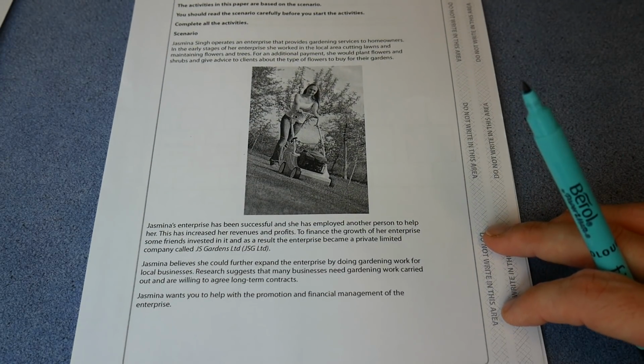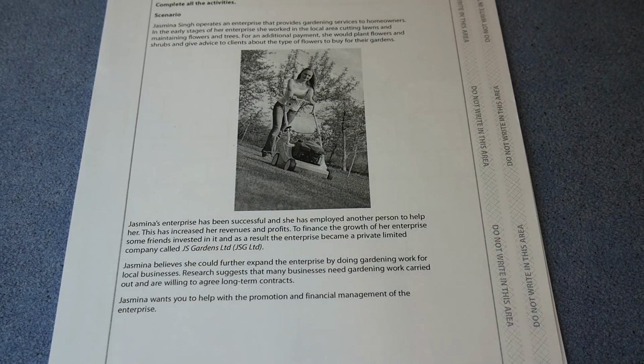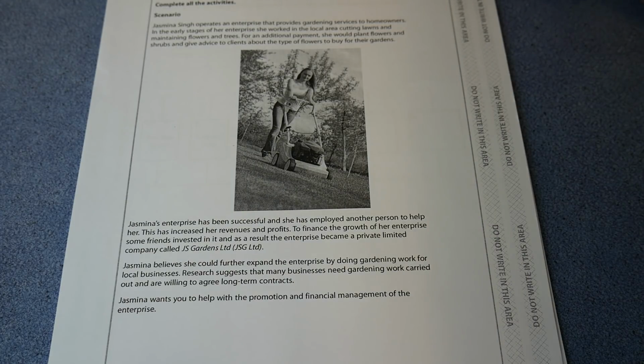Now, here's our case study material, and let's just zoom in a little on that. There we go. Okay, so we've got Jasmeena Singh, who operates an enterprise that provides gardening services to homeowners. So immediately you can think about geographic segmentation here. In the early stage for her enterprise, she worked in the local area cutting lawns and maintaining flowers and trees. For an additional payment, she would plant flowers and shrubs and give advice to clients about the type of flowers to buy for their gardens.